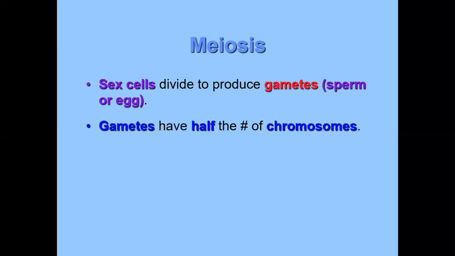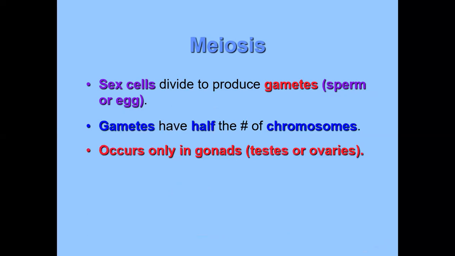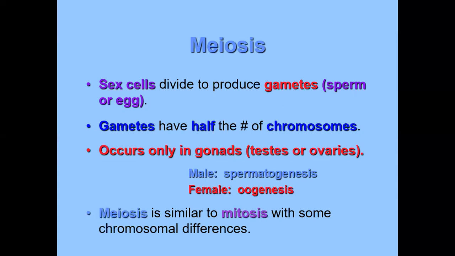There are two gametes, the sperm and the egg. Gametes have half the number of chromosomes. The egg is formed in the ovaries, and the sperm is formed in the testes. Testes and ovaries are both called gonads, and the gonads are the reproductive structures in organisms. The formation of sperm is called spermatogenesis, and the formation of egg is called oogenesis. Meiosis is similar to mitosis with some chromosomal differences. First, we will discuss spermatogenesis, and second, oogenesis.